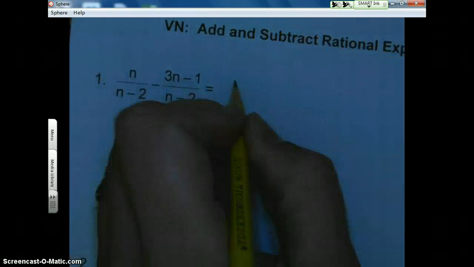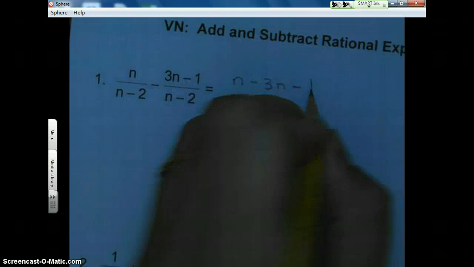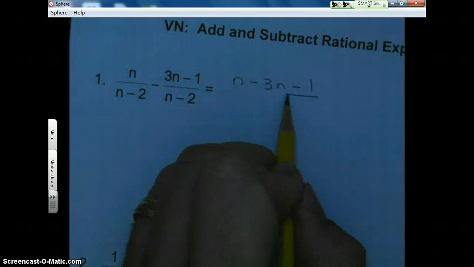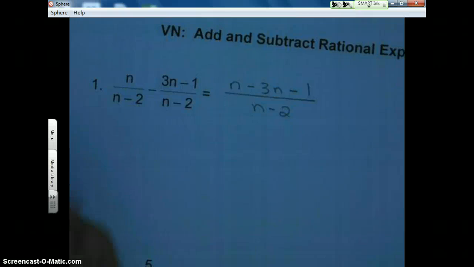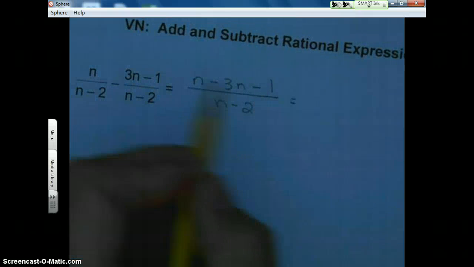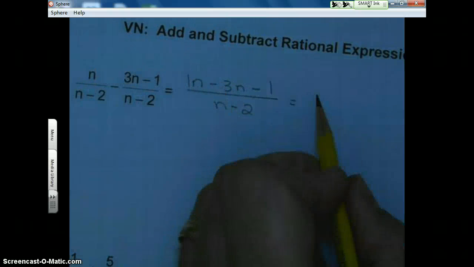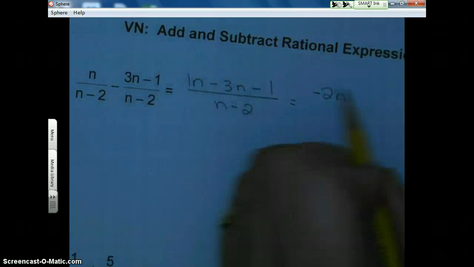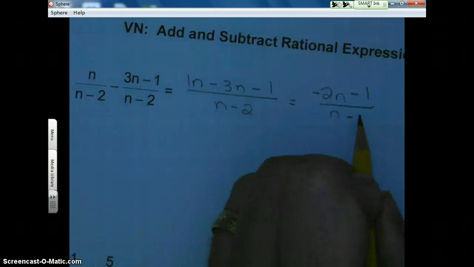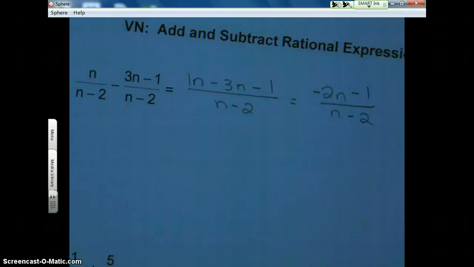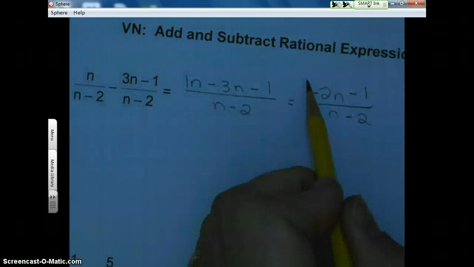So we're going to have n minus 3n minus 1 over, and the denominator stays the same. Okay, let's simplify. This is a 1 in front of the n, so combining like terms, we get 1 minus 3, which is negative 2n minus 1 over n minus 2. And there we have added these two rational expressions. We have added them together.